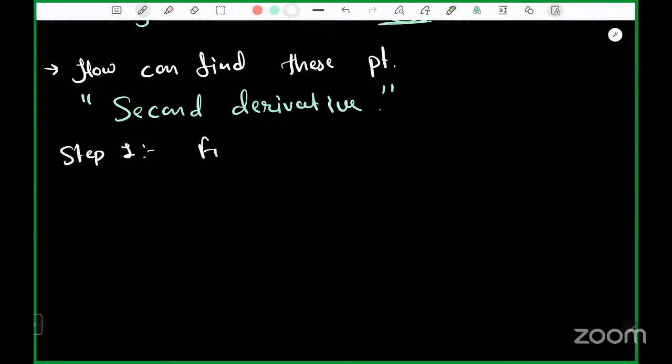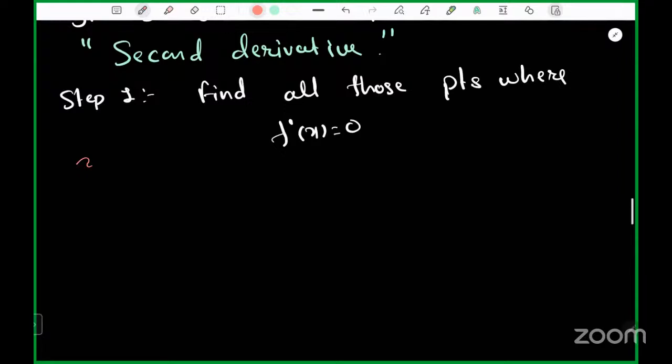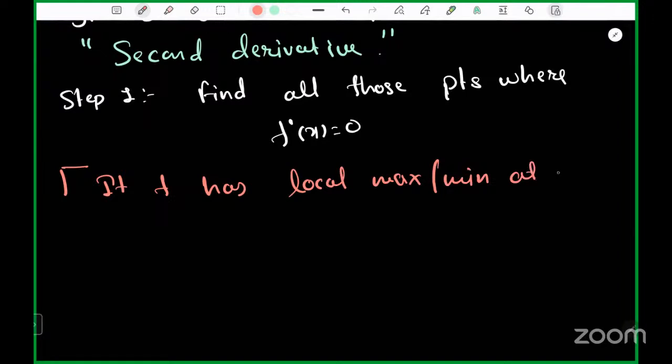Step number one is to find all those points where f dash of x is equal to 0. Ultimately, we have to solve the equation f dash of x equals 0 and find all those points where the derivative becomes 0. Why do we need this? If f has a local maxima or minima at point x naught, y naught, then the derivative at that point, f dash of x naught, will always be equal to 0.